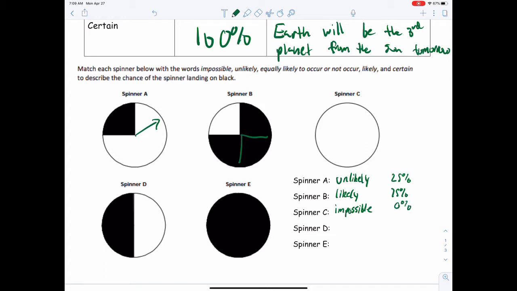0%. Spinner D is equally likely to occur or not occur. I mean, you got a 50-50 shot. That's what equally likely to occur means. I saw a little confusion on that last assignment. It doesn't mean like if you roll a die getting a 2, that's not equally likely to occur or not occur. That's pretty hard to get a 2. It's 1 out of 6. Even though each option is the same, it's not 50-50. That's what equally likely to or not occur means. Spinner E, what do you think about that? Landing on black? That would be certain. 100%.